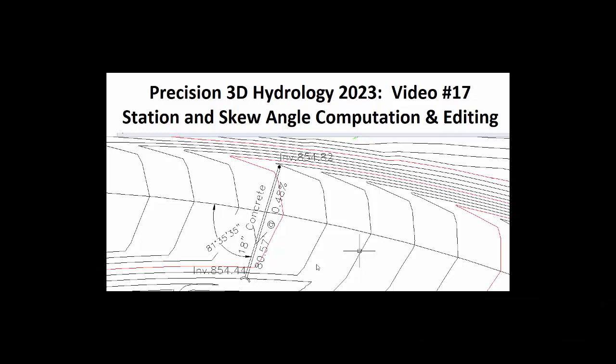Video 17 deals with station and skew angle computation. A skew angle is illustrated here as the angle of the pipe to the main road. And here we're looking at a skew angle of less than 90 degrees. And let's illustrate how you can compute this.